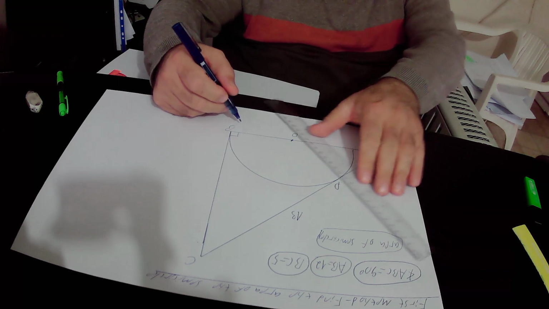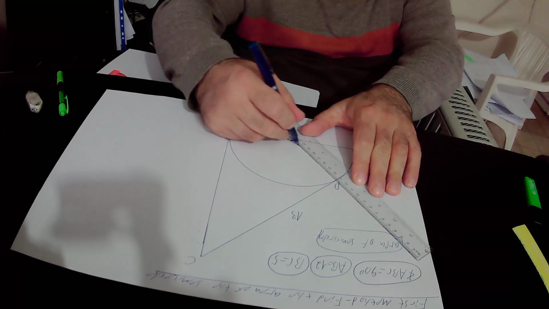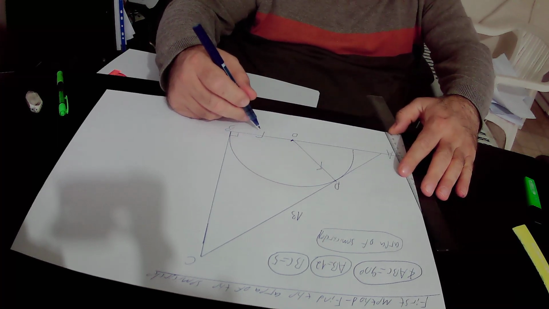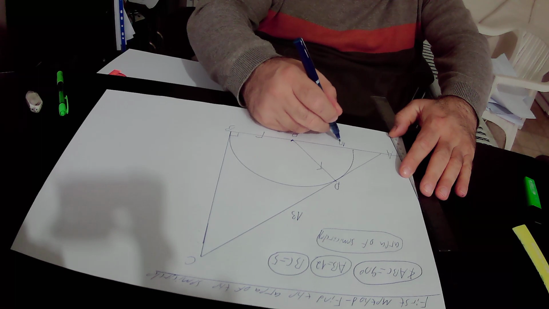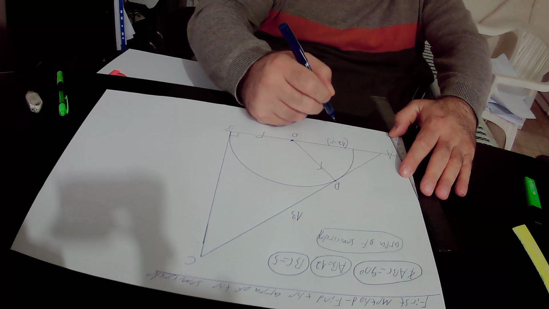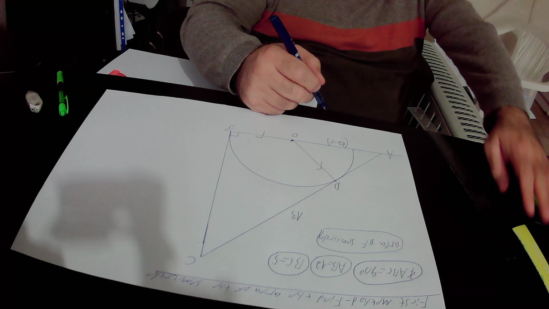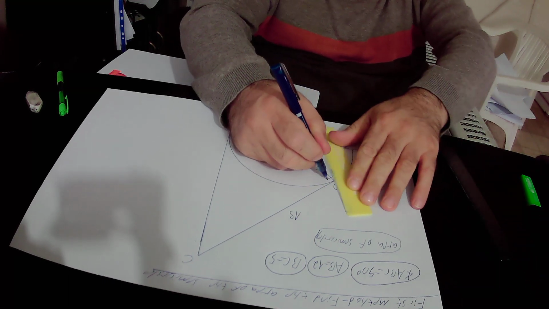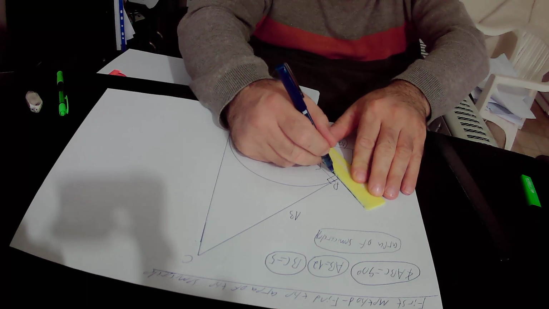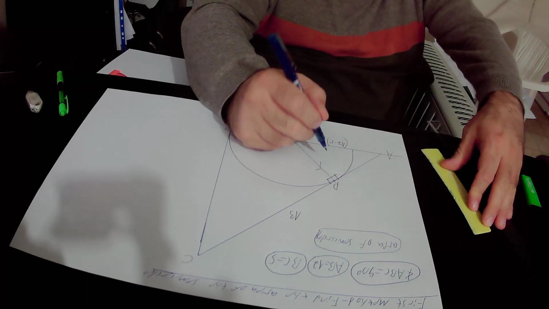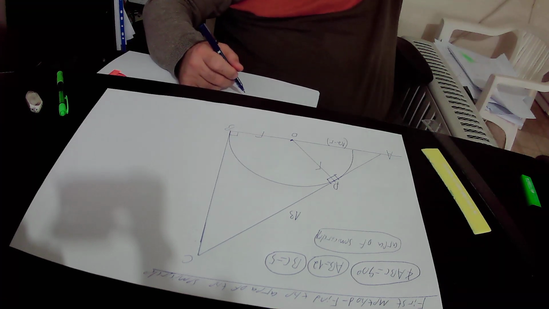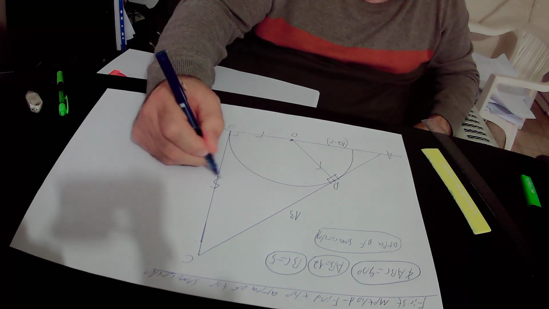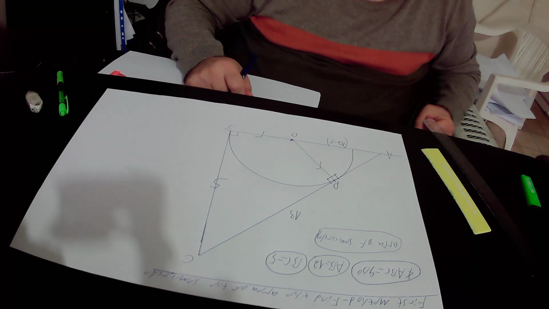OD is the radius of the semicircle. OB is also the radius of the semicircle. AO is equal to 12 minus R. This angle equals 90 degrees, and this angle is also a right angle. And here BC equals 5 units.